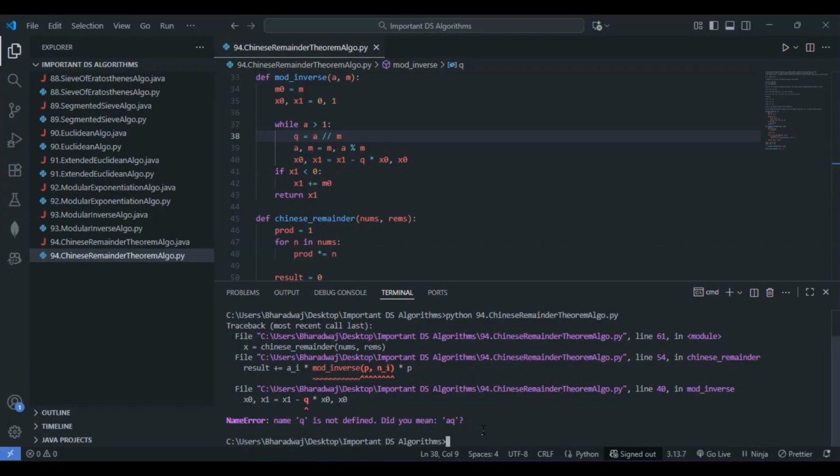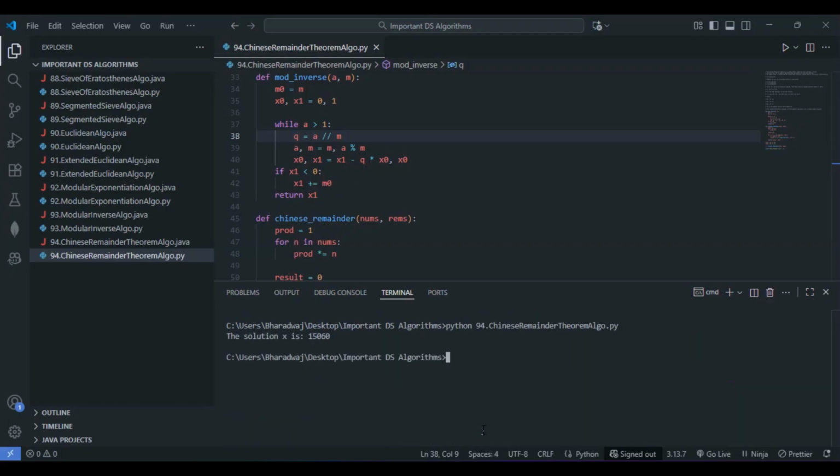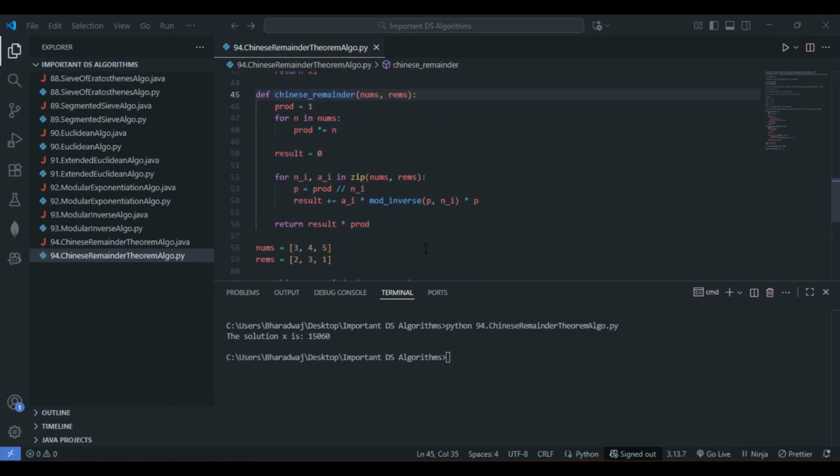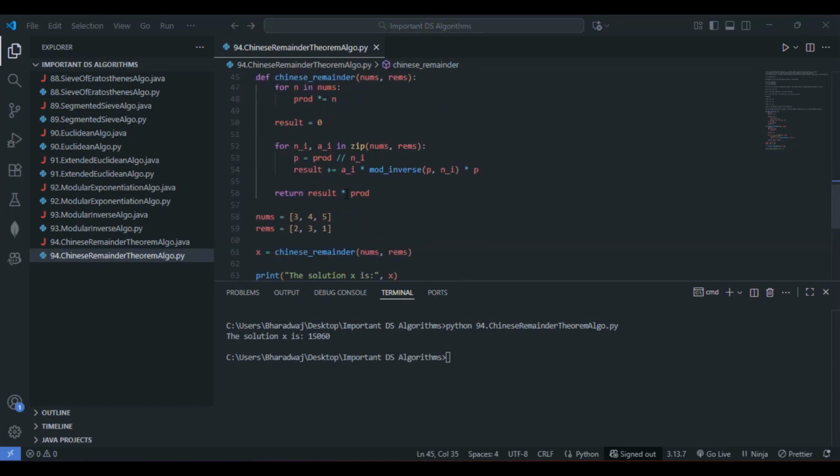So this is fine. Now, if I run this, yeah, the solution of x is 15060. So this is wrong one. We have to get the output 11. Let's check. Wait, just give me a second here. So here somewhere in the calculation part I have done wrong, I think. So this one has to be modulo actually, not the multiplication operator. So this one is modulo. Let me run this one now. At least I have to get the correct output. Let's check the same. Yeah, the solution x is 11, right?